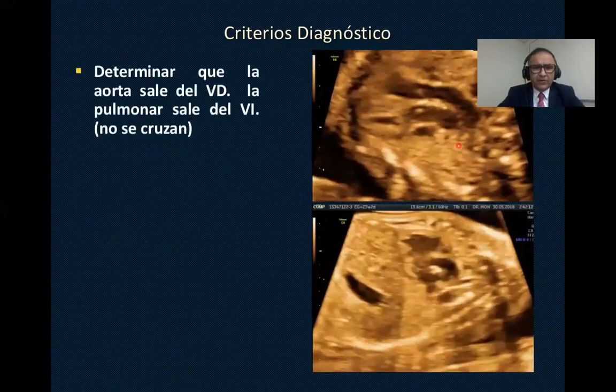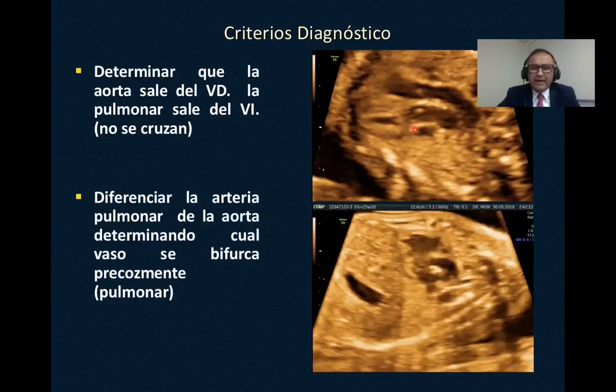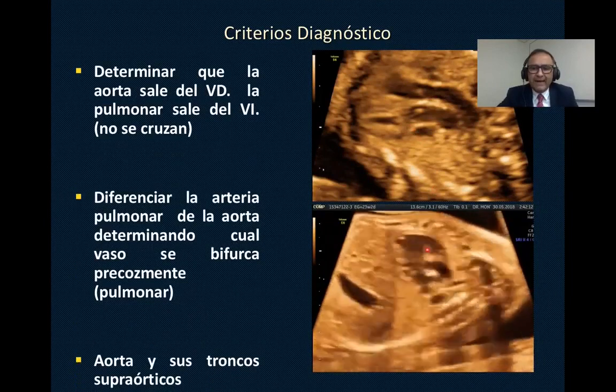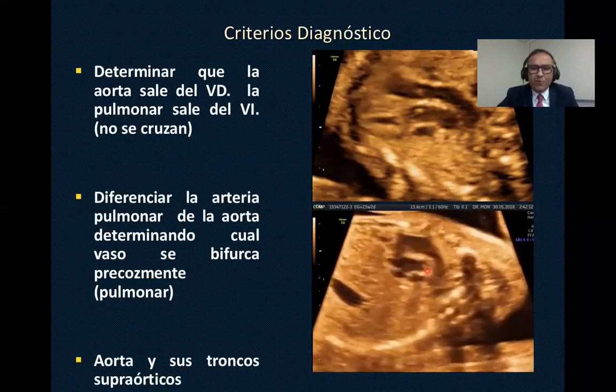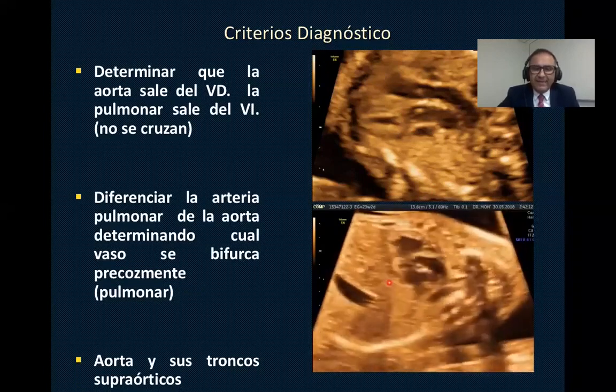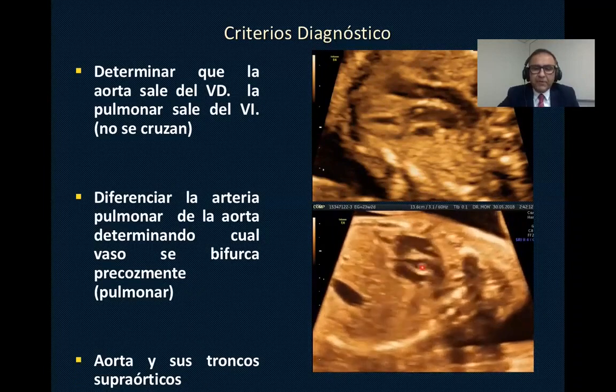The diagnostic criteria require determining that the aorta arises from the right ventricle and that the pulmonary artery emerges from the left ventricle, and that they run in parallel side by side, with the aorta anterior and the pulmonary artery posterior. It is important to distinguish that the pulmonary artery will bifurcate immediately after its semilunar valve. There is no 90-degree crossing.